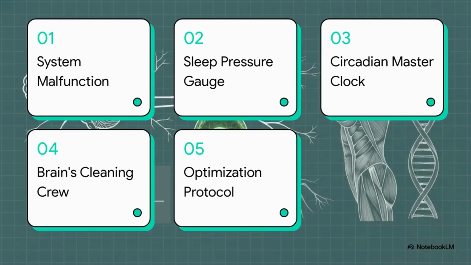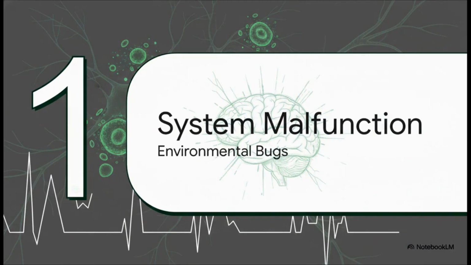So, here's our plan for today. First, we're going to confirm that your system is, in fact, malfunctioning. Then, we'll run diagnostics on 3 key systems: the sleep pressure gauge, the circadian master clock, and the brain's cleaning crew. Finally, we'll put it all together in the biological optimization protocol. Okay, let's dive in. All right, Section 1.